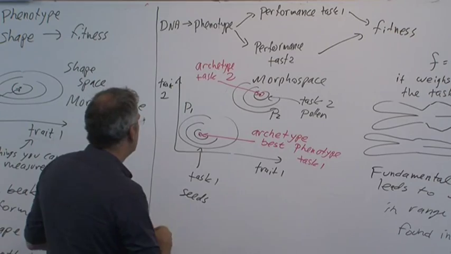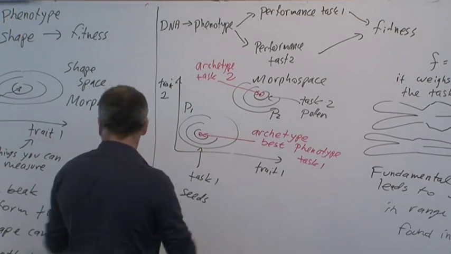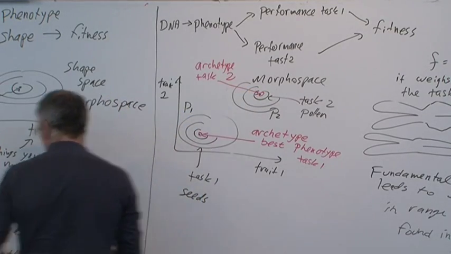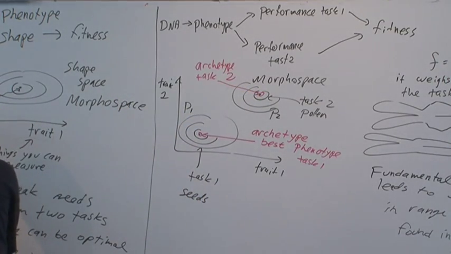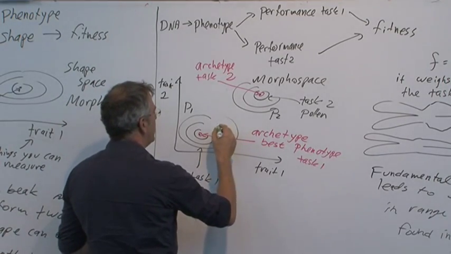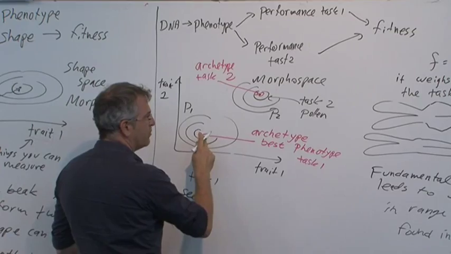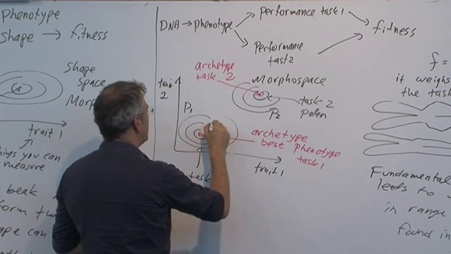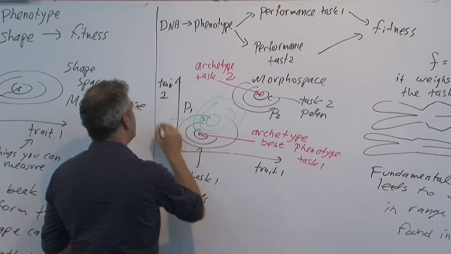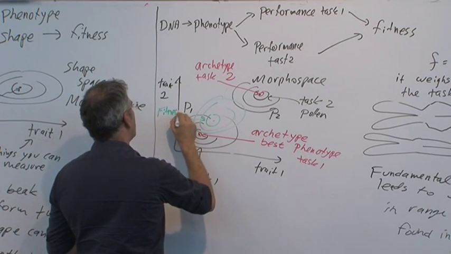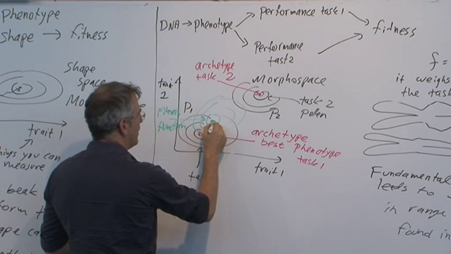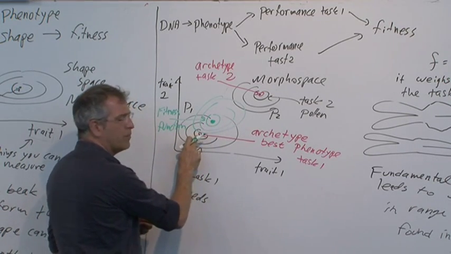So if we look at a certain niche, the fitness function combines these two. Let's say in a niche where seeds are important, you combine these two, and you might get some kind of contours like this for the fitness function. And you notice that the maximum is kind of close to archetype 1.